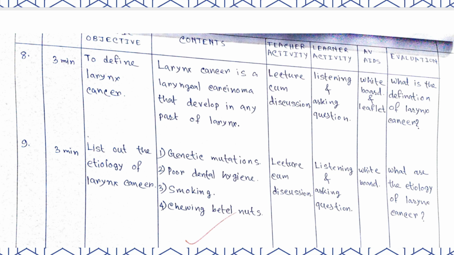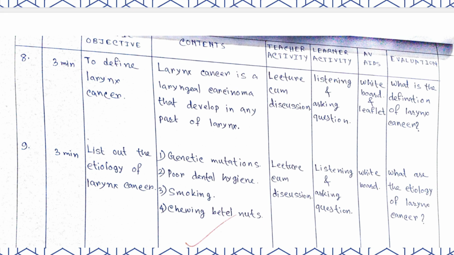Then point number 8, specific objective: to define larynx cancer. Content: larynx cancer is a laryngeal cancer that develops in any part of the larynx. Teacher activity, lecture cum discussion, learner activity, listening and asking questions, AV aid, whiteboard and clipboard. Evaluation: what is the definition of larynx cancer?